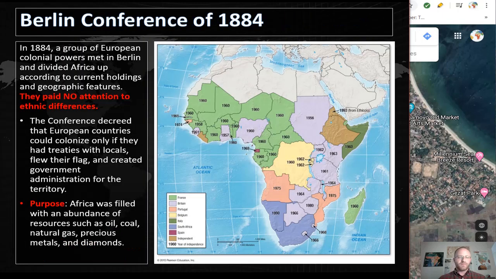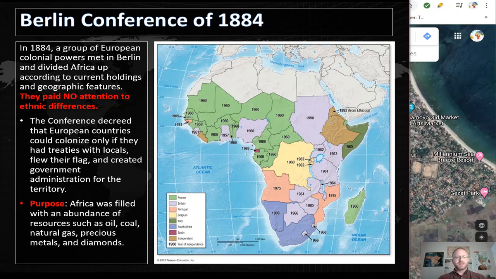Now, the Arab slave trade would be followed by the European slave trade in West Africa, beginning in the 1500s. Now, within 350 years, Europe would institute a plan to control all resources in sub-Saharan Africa. In 1884, a group of European colonial powers met in Berlin and divided Africa up according to current holdings and geographic features. They paid no attention to ethnic differences. Now, the conference decreed that European countries could colonize only if they had treaties with locals, flew their flag, and also created government administrations for the territory.